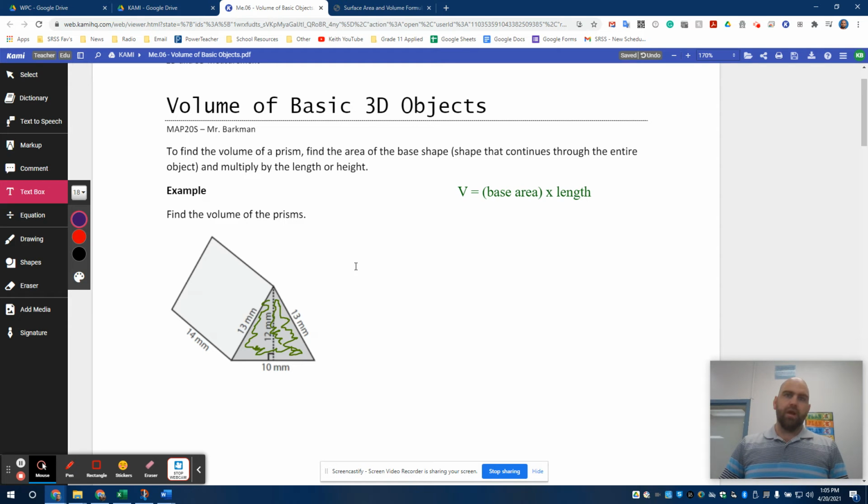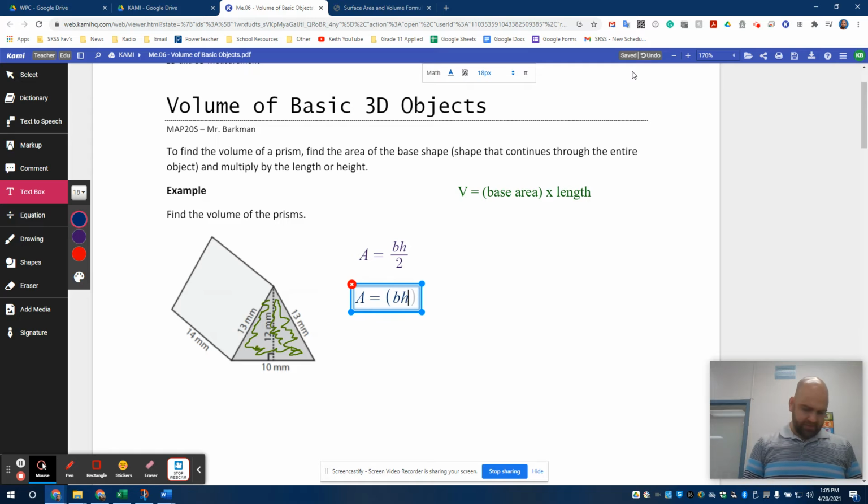Okay, a triangle. So again, we're going to be using some area formulas here, just for our 2D shapes. Area is equal to base times height divided by 2. That's for a triangle. So this is our base area, and we can plug it back in here. Our formula is going to be area is equal to base times height divided by 2 times length. Okay, and that's an L there, times length.